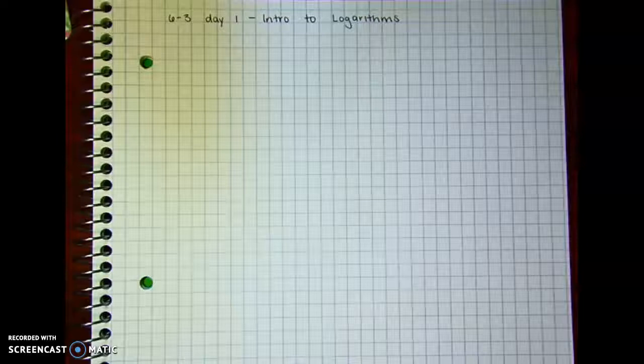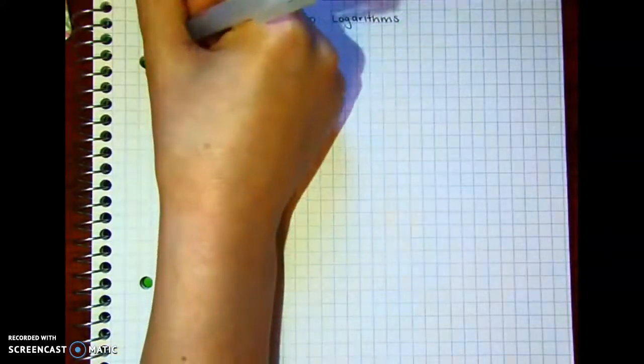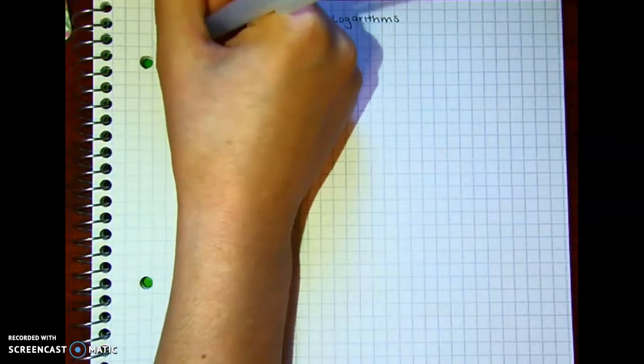Hey Algebra 2, in this video we're going to be starting section 6.3, which is an introduction to logarithms. So before we talk about a logarithm, let's look at an exponential equation real quick.